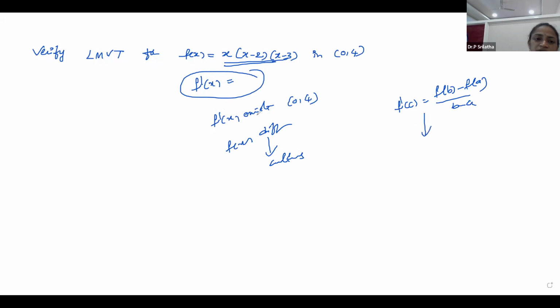Sometimes they will give the question like: find the C value by using Lagrange's mean value theorem. Does it belong to the open interval 0 comma 4 or not? So they will give questions like that. From this we can find the C value, and you just need to check whether that value belongs to 0 comma 4. Then only Lagrange's mean value theorem will be verified. Have you written this question?